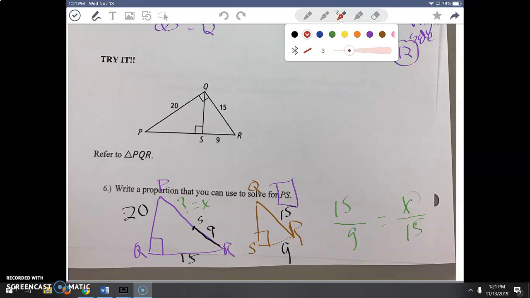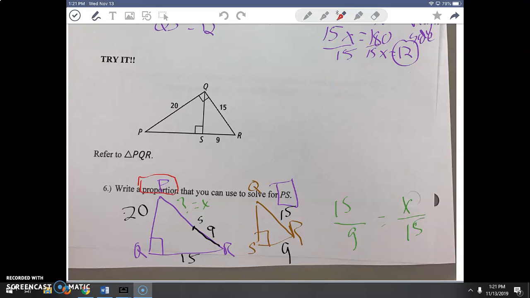In this problem, it's only asking you to write a proportion, so you could use it to solve QPS or PS. Notice too, I redrew and labeled everything that I knew. I did P, QR, and also QRS as well. SR is 9. SR is 9 of the whole thing, but we need to figure out the whole thing first.